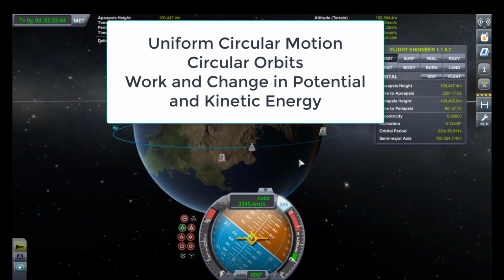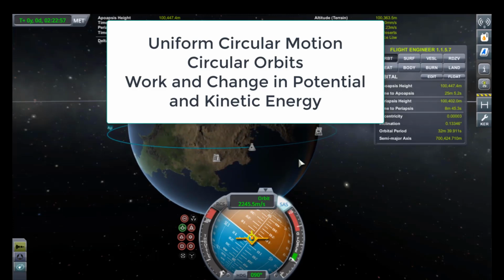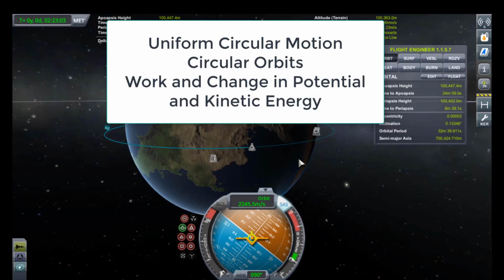So in this video, we'll study the math of uniform circular motion as it applies to orbital mechanics and consider the relationship between work and potential and kinetic energy. This video is going to cover these topics generally, but is motivated to answer some homework questions from the Calc 2 class, so I'll talk about these concepts of circular orbits and eventually answer the following questions.